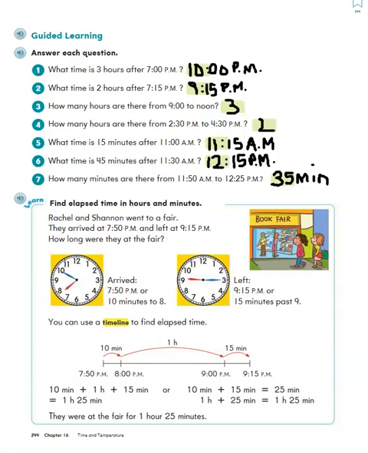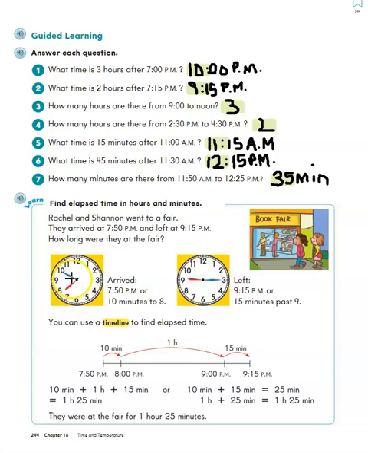Okay, so let's look at this example down here where they made a nice lovely timeline for us to look at. So it says Rachel and Shannon went to a fair. They arrived at 7:50 p.m. and left at 9:15 p.m. How long were they at the fair? So our clocks here are showing us the time they arrived. So notice the hour hand is very close to that 8, but it's not at the 8 yet, so it's still in the hour of 7. And we can tell that because our minute hand is way over here, which means it's getting close to that next hour of 8, but it's still in the hour of 7.